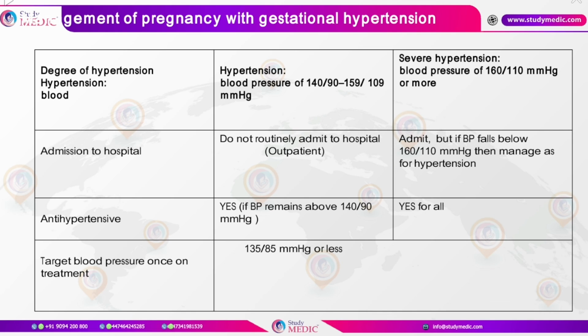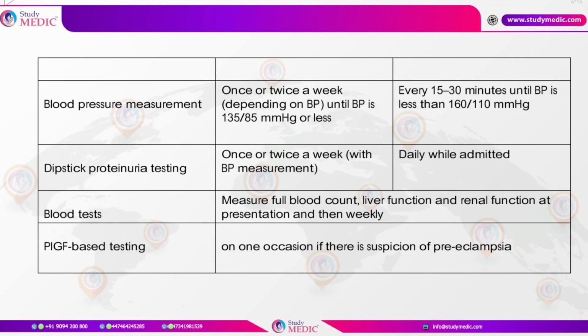Severe will always be 160/110 millimeters of mercury and above. Whenever it is mild to moderate, do not routinely admit the patient in cases of gestational hypertension, but in preeclampsia you need to. In severe gestational hypertension, definitely you need to admit and control the blood pressure. Whenever the BP is above 140/90, then definitely antihypertensive will be required. The target level of blood pressure will always be 135/85 millimeters of mercury.